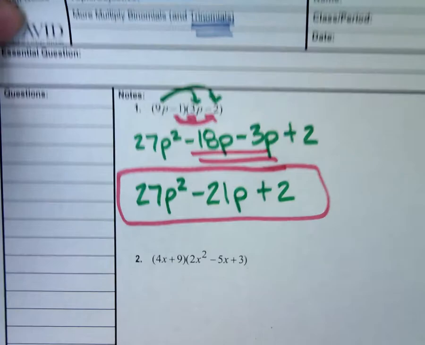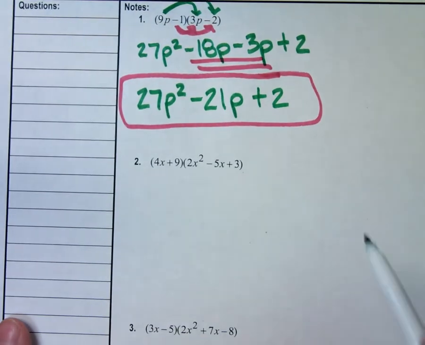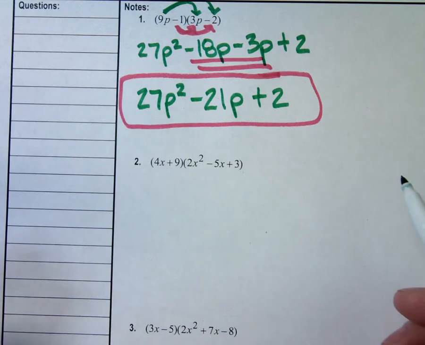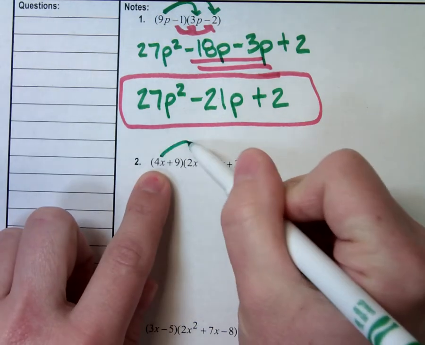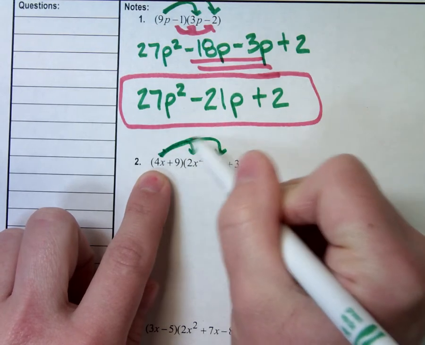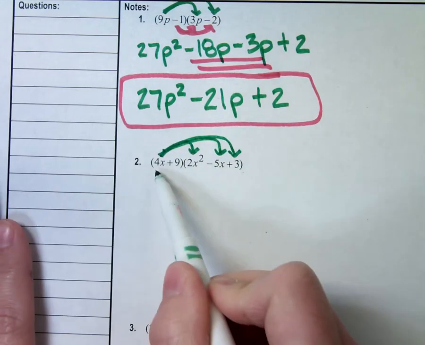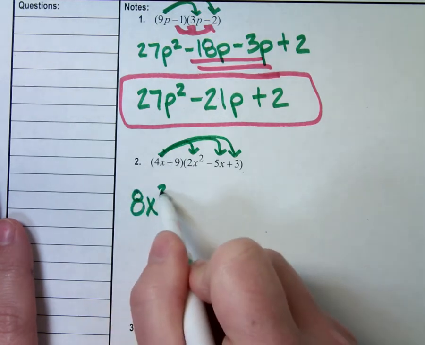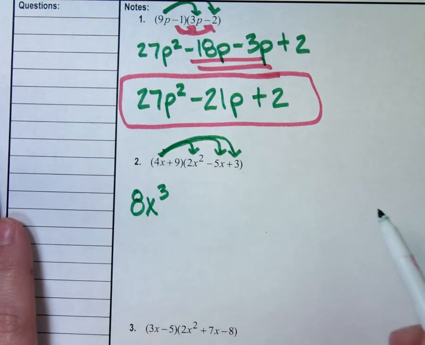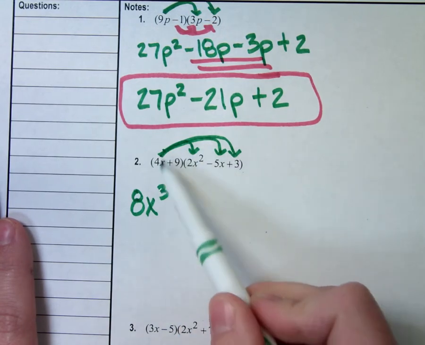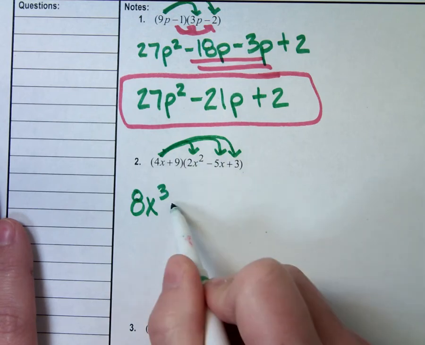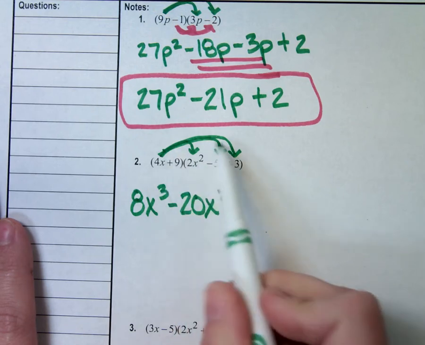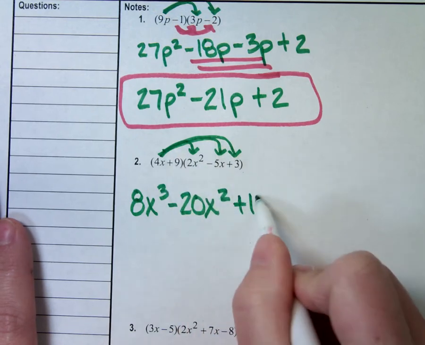Okay, number 2 is going to be just like that, except this is a binomial and this is a trinomial. But if you think of it as distributing, it's all the same. So first I'm going to distribute the 4x with everything in the back set of parentheses. So what's 4x times 2x squared? 8x cubed. Remember, when you multiply the same letter, you add exponents. What's 4x times a negative 5x? A negative 20x squared. What's 4x times a positive 3? A positive 12x.